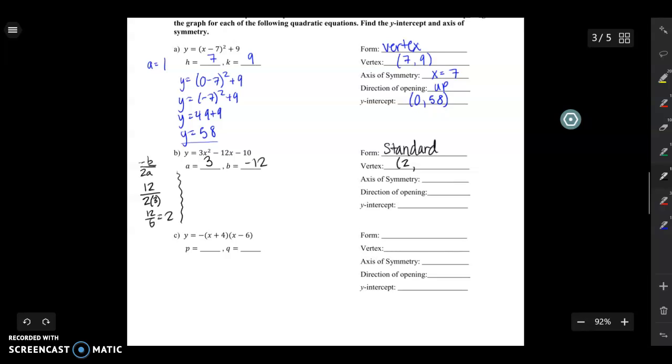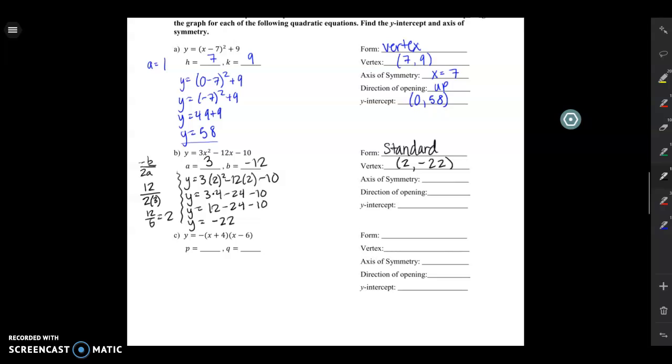Now I've got to figure out what the y value is. I'm going to come back to my original equation, and plug in 2 for all of the x's. So I'm going to get y equals 3 times 4 minus 24 minus 10. So y equals 12 minus 24 minus 10. 12 minus 24 is negative 12. Minus 10 is negative 22. So negative 22 is the y-coordinate of my vertex.